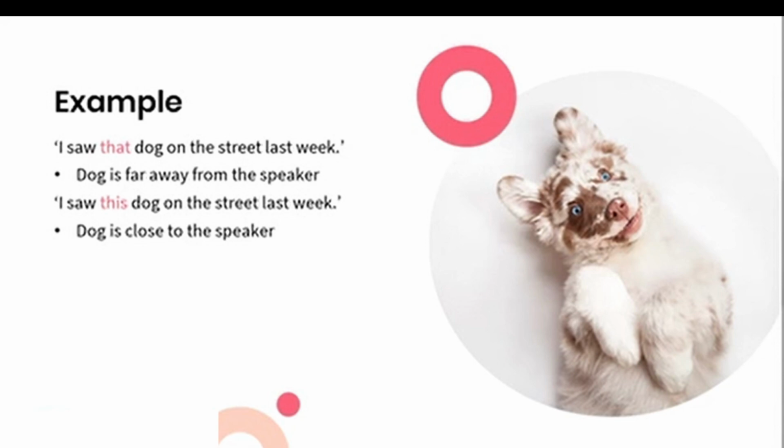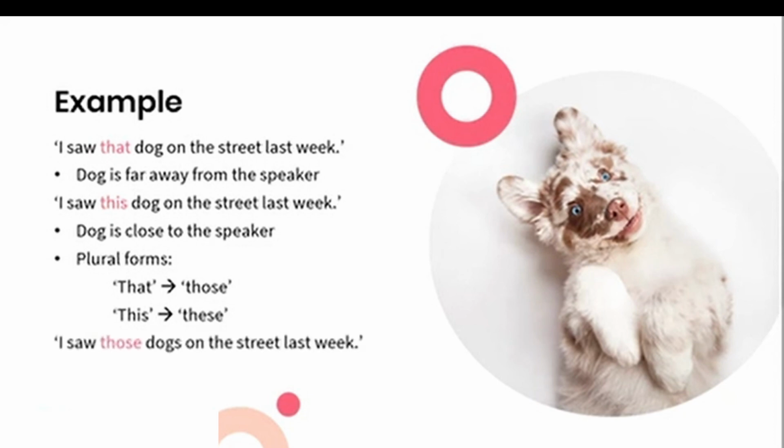If the noun is in plural form, that becomes those, and this becomes these. For example, I saw those dogs on the street last week. I saw these dogs on the street last week.